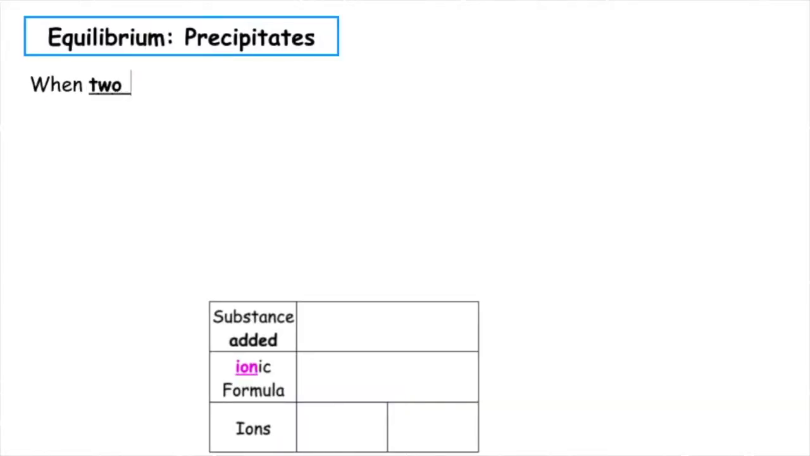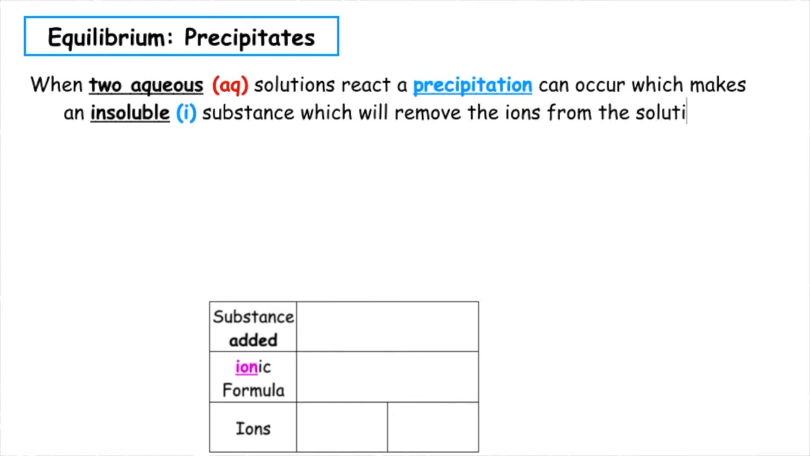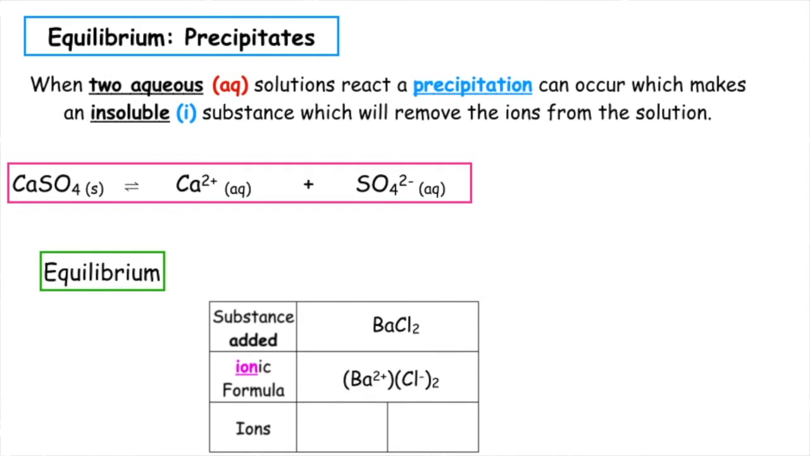When two aqueous solutions react, a precipitation reaction can occur, which makes an insoluble substance which will be removing the ions from the solution and therefore removing the ions from the equilibrium mixture. So let's add a substance such as barium chloride. I have to write the ionic formula for barium chloride to identify the ions which could be impacting the position of my equilibrium. I end up with a Ba2 plus ion and Cl minus ions in my solution.